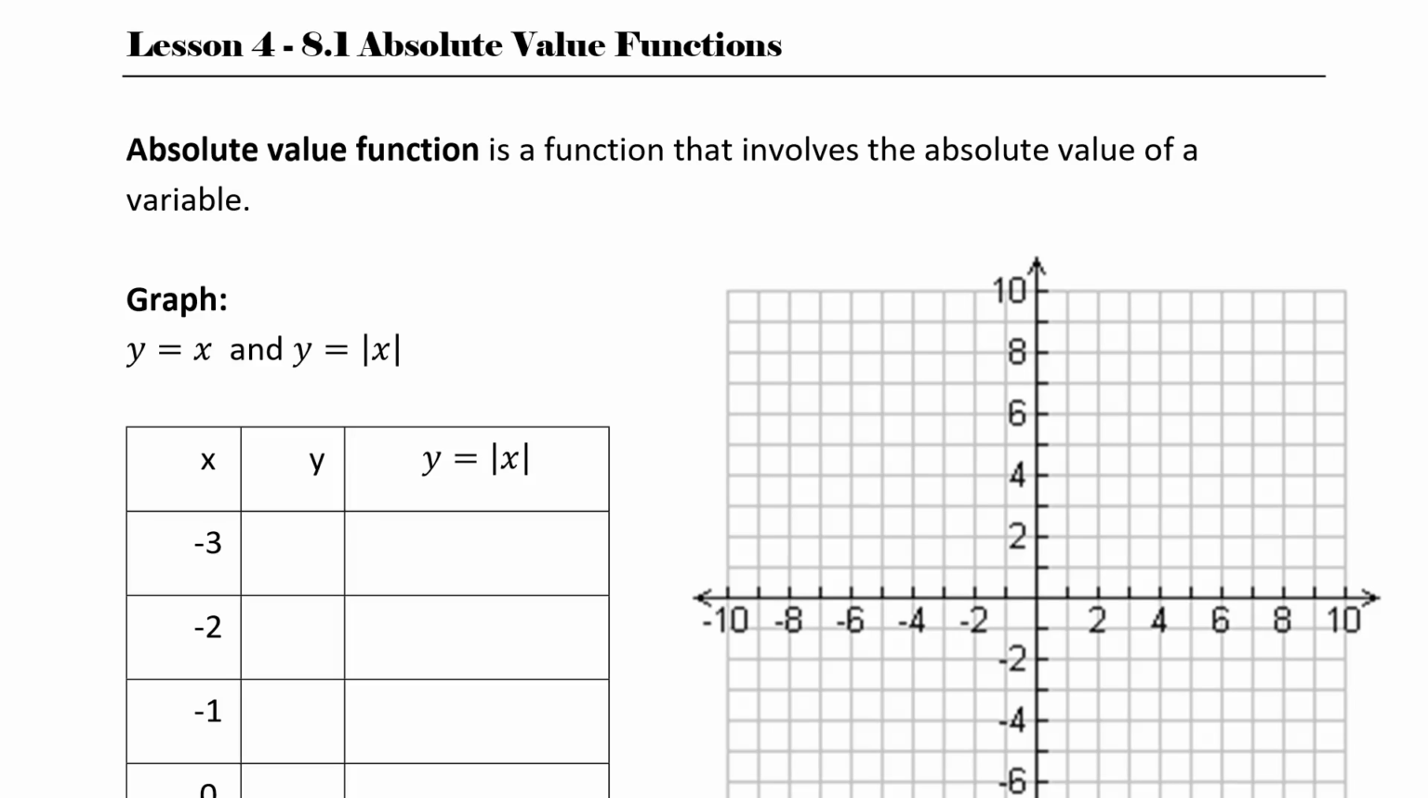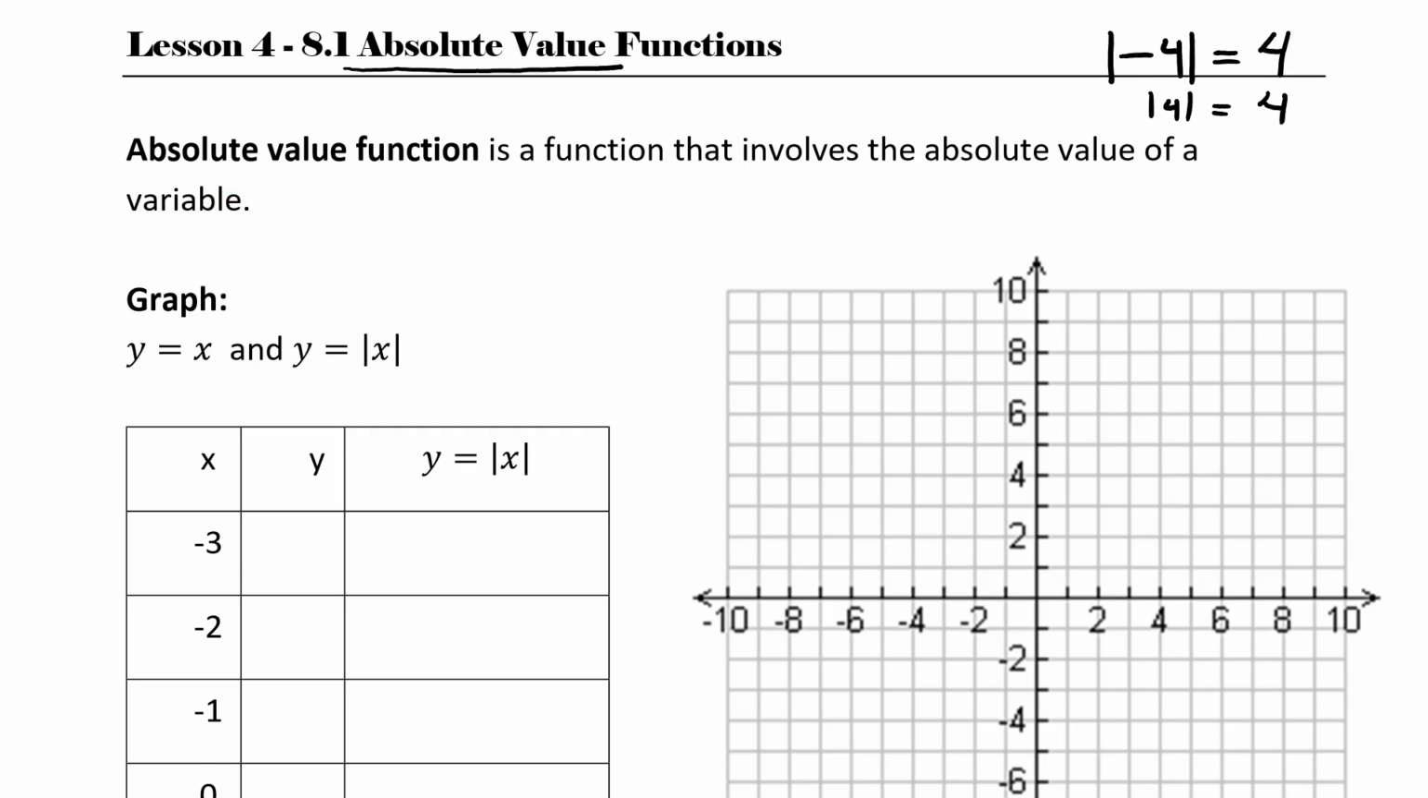Lesson 4, 8.1, absolute value functions. So far we've just dealt with absolute values. Just as a reminder, if I would say the absolute value of negative 4, it's just the magnitude or the distance away from 0, so it is 4. Or if I would say the absolute value of 4, we know that 4 has a distance to 0 of 4 as well. So an absolute function is one that involves absolute values, but of a variable.